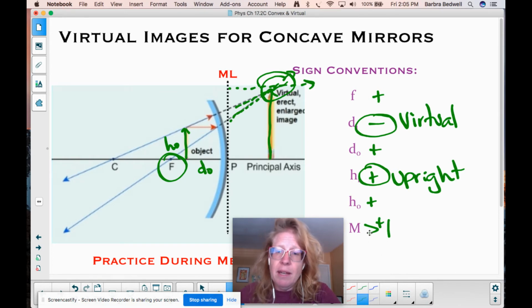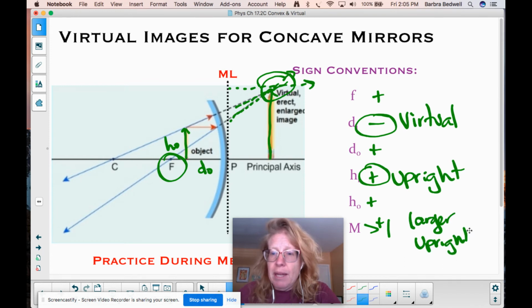And again, it's greater than 1 and positive, which means it's larger or magnified, right? And it's upright. Again, the positive sign in magnification tells you that it's upright. The fact that the M is greater than 1 would tell you that it's magnified or enlarged. Again, we're going to practice drawing these during meet number 2, especially these virtual images for concave mirrors.